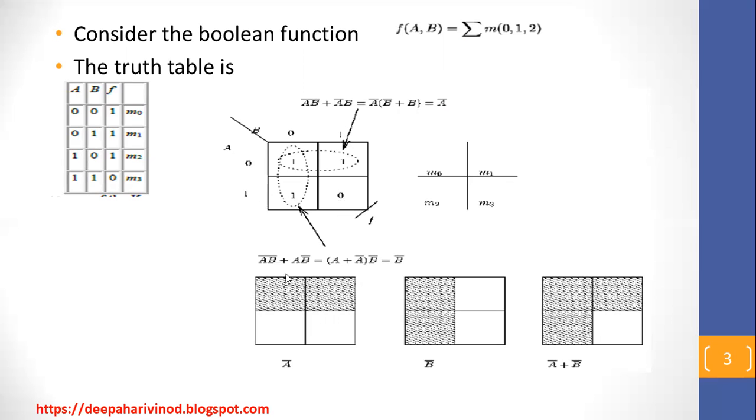Now we can see some adjacents here. See here, these two are adjacent. When it comes adjacent, we can group it. If we group these adjacent ones, then we will get the equation A bar. In the same way, if we group these ones over here, then we can write the equation as B bar. And if we have both groups, this group as well as this group, then we can write the equation as A bar plus B bar.